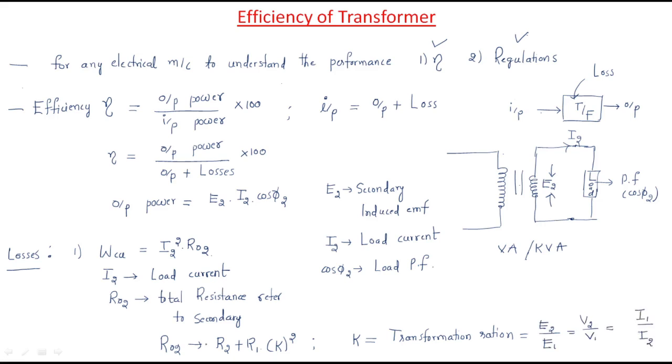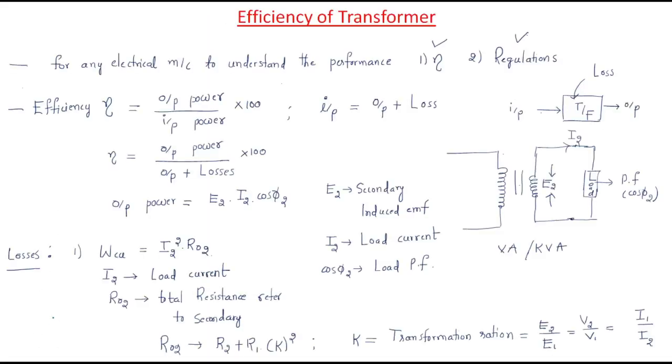I1 by I2, right? Next, what is the next loss we have? We have another loss. That loss name is iron loss. Second loss is simply iron loss. This is represented with Wi or W iron. So from this we can directly write the efficiency of the transformer by using all this.